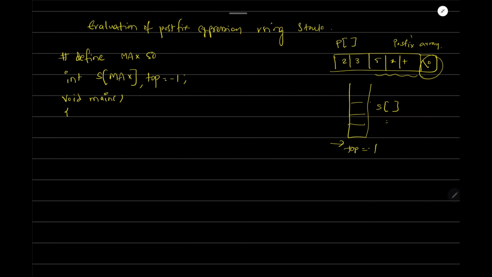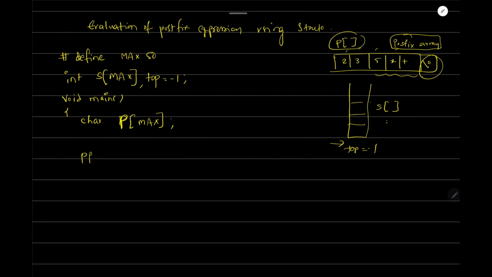This postfix array is of type character, right? Everything is a character, so we are taking it as a string, char. We are taking this as an array p, as p means postfix. Let's say the size of it is also MAX. And yes, this we have declared.